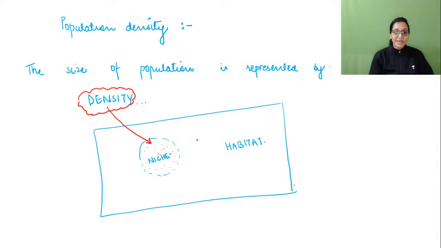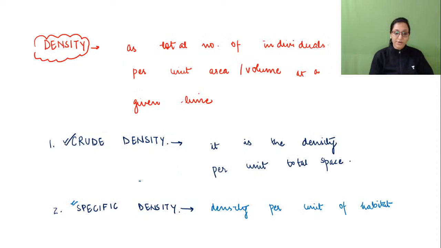Habitat is a very big area, it is going to roam over here, but the density would be high, and the area that it will be occupying will be niche. So specific density is density per unit of habitat, right? Or the available area, or the volume which it can actually colonize or inhabit. So that is the density per unit habitat or the space available for it to occupy.